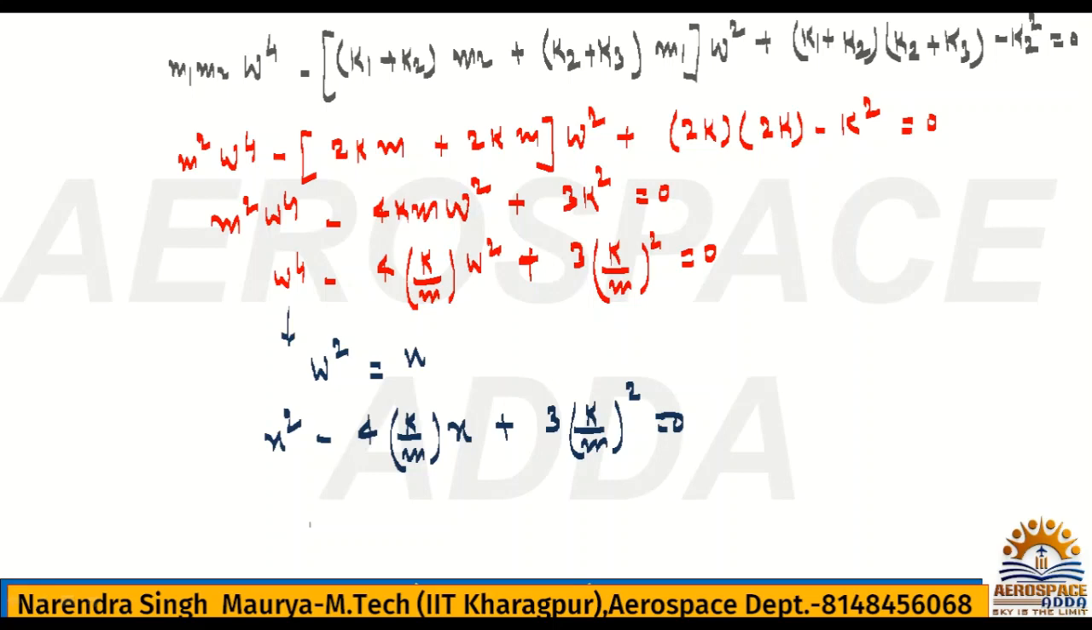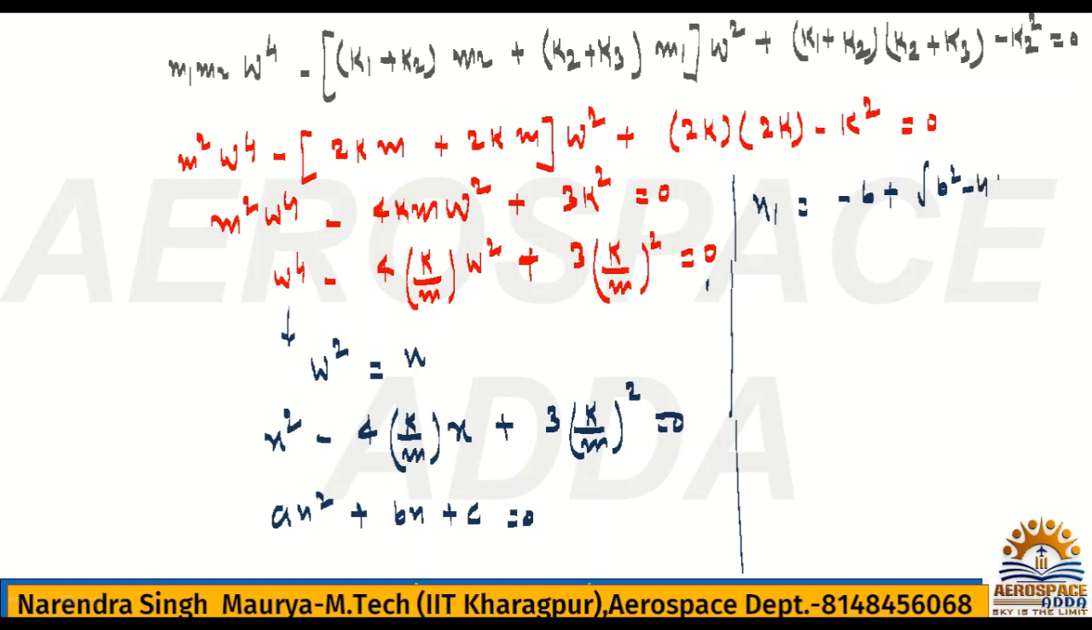So you can compare with a x square plus b x plus c is equal to 0. Now x1 and x2 you will get here. I have elaborated this, so it has taken time as well as space. Anyway, what will be x1? X1 will be minus b plus square root of b square minus 4ac, divided by 2a, right? What is b? It's minus 4k by m, so it becomes basically plus here, yes or no?